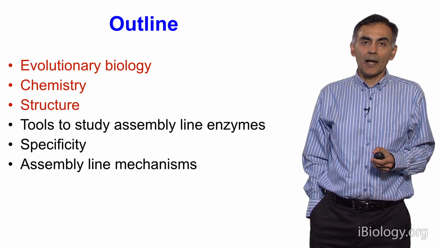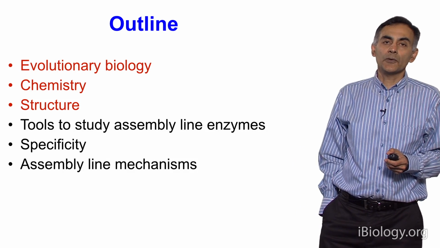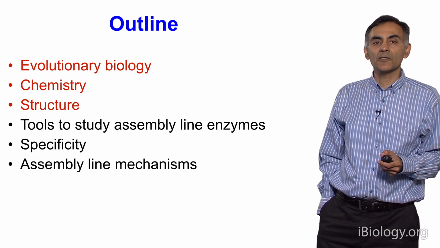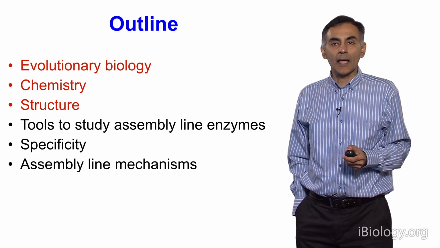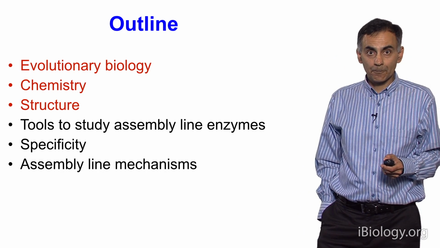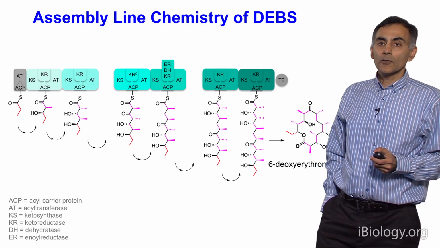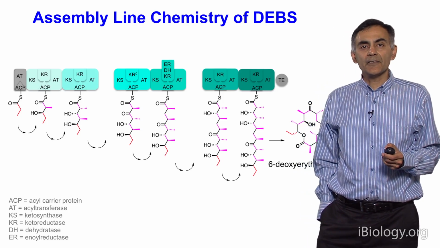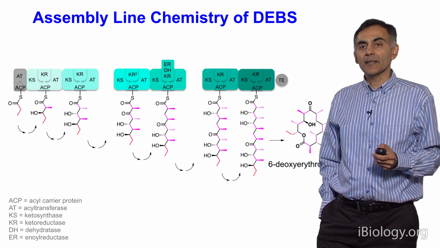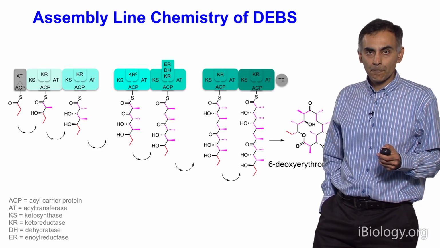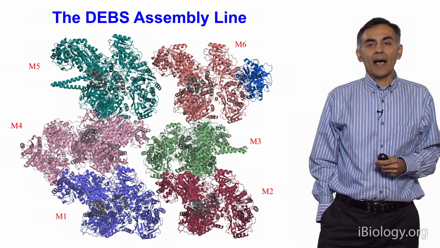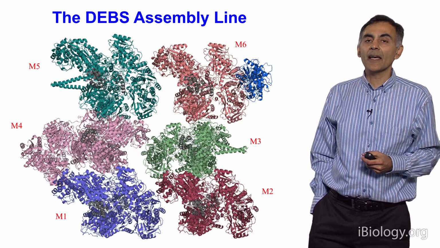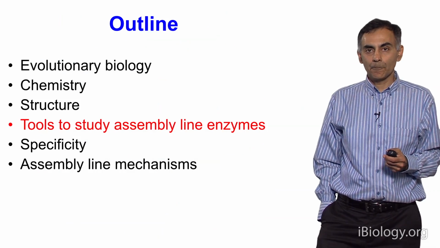In the previous lecture, I introduced you to the evolutionary biology of these remarkable assembly lines, the chemistry that happens on these assembly lines, and I gave you a general idea of what these assembly lines look like. So we looked at the 6-deoxyerythronolide B, or DEBS, synthase that is responsible for making this precursor of erythromycin. I ended the previous lecture by giving you a sense of what we think this assembly line looks like and how that insight was derived.